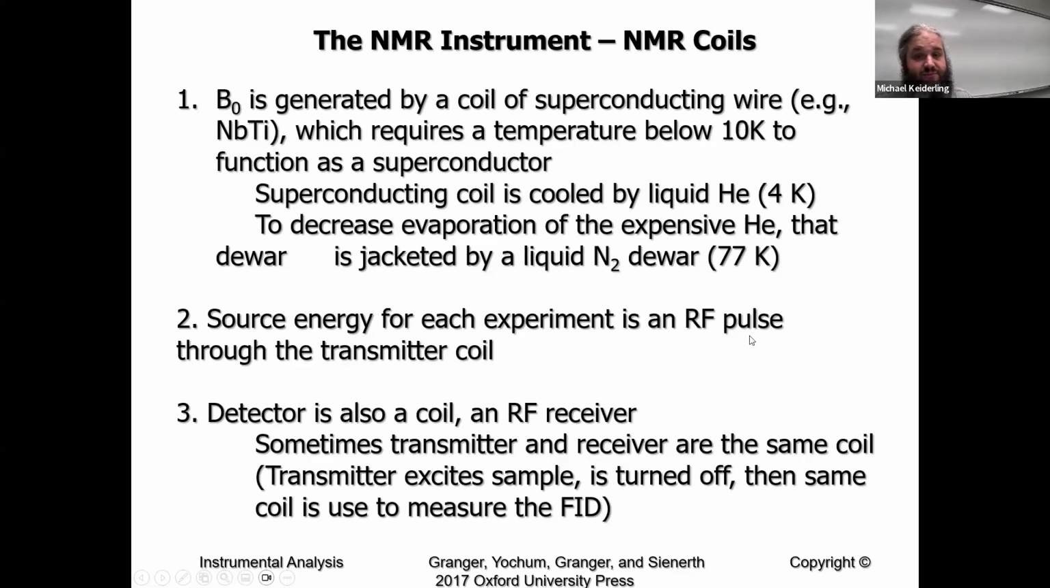The source energy for each experiment is an RF pulse through the transmitter's coil. The detector is also a coil and RF receiver. Sometimes the transmitter and receiver have the same coil. Often they're not.